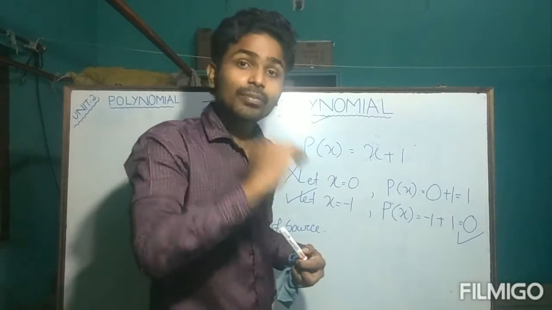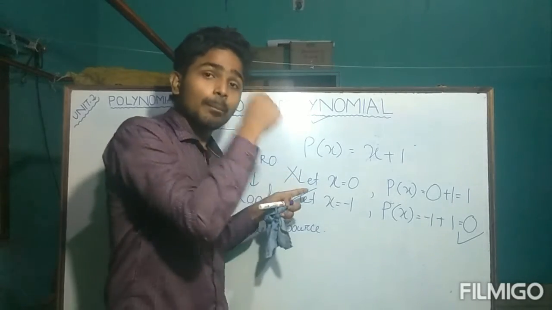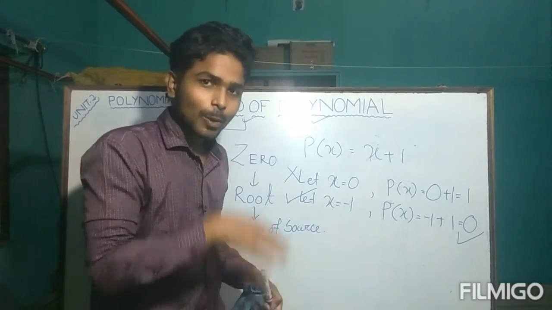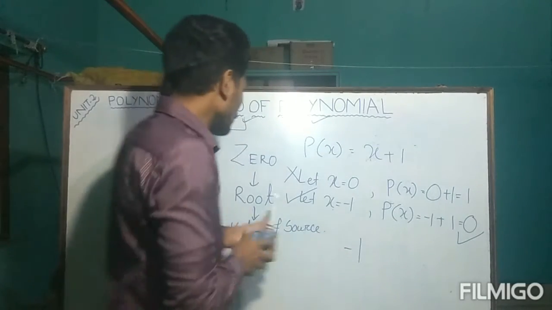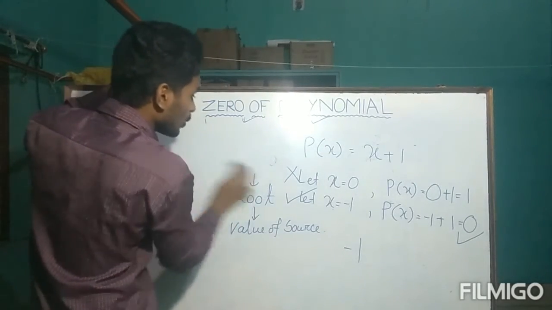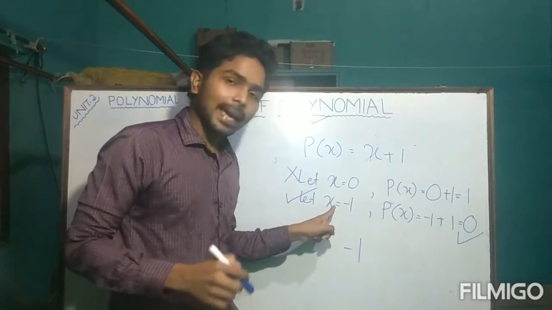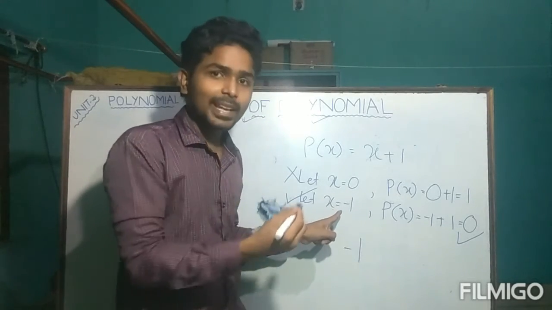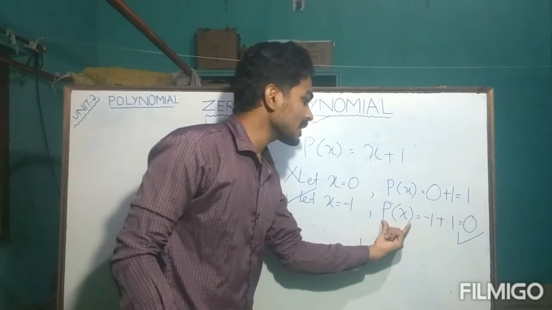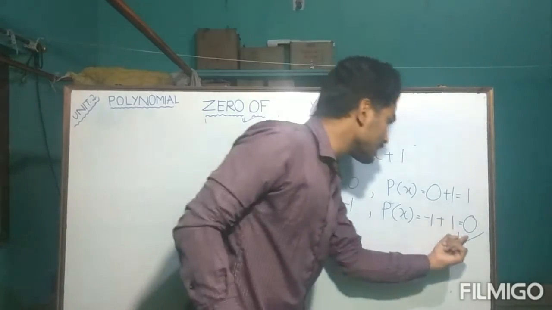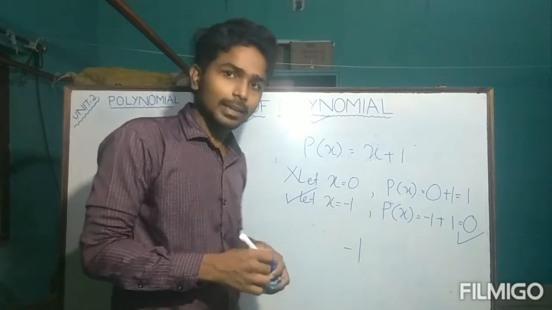0 means value of variable. Here the variable is x and its value is minus 1. So what will be the 0? Minus 1 will be the 0. Understood? So how can we define 0 of a polynomial? We can define it as the value of x. X means variable. So the value of the variable for which the value of polynomial is 0 is known as 0 of a polynomial. Clear?